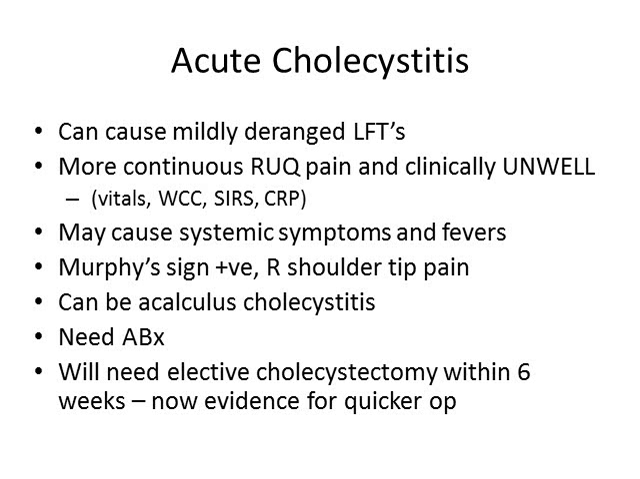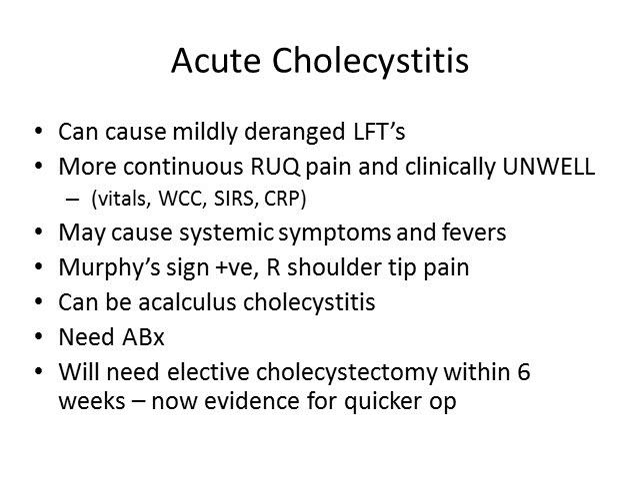Yep, almost perfect. So Murphy's sign is basically, you put your hand in the right hypochondrium and tell them to breathe in. While they're breathing in, their gallbladder comes and touches your hand, and they get a lot of pain and suddenly stop their inspiration. You have to do that on the right and the left, and if the right is more than the left, then Murphy's sign is positive, and that's important.